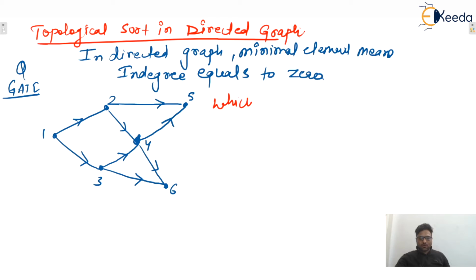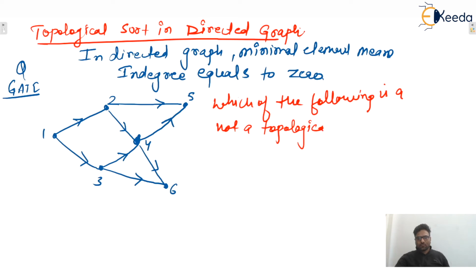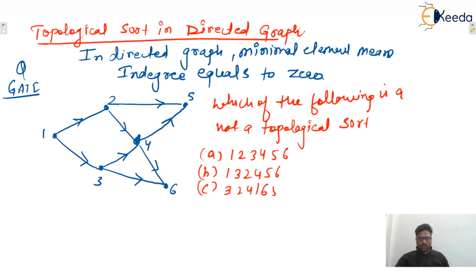Then the question was which of the following is not a topological sort. Okay, option A 1, 2, 3, 4, 5, 6. Option B 1, 3, 2, 4, 5, 6. Option C 3, 2, 4, 1, 6, 5. Option D none of these. Now you only tell me, guys, none of these.